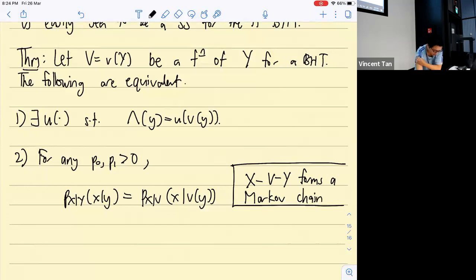All right. So what is the problem is that here, note that x, y, v always forms a Markov chain. Always, because v is a function of y. So the non-trivial statement here is that x, v, y forms a Markov chain. The v is in the middle, all right? So what this is saying is that the relation between x and y is xy.